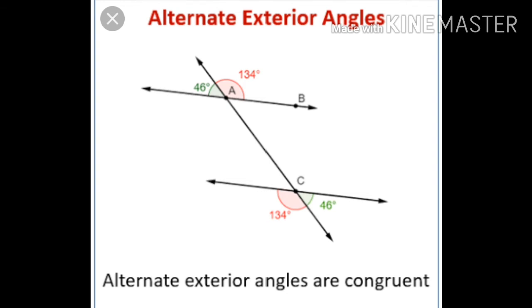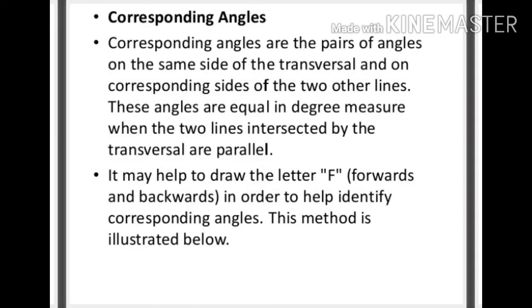Now let's see alternate exterior angles, children. Exterior here means outside the lines. Outside the lines you can see that in green there are opposite 46 degree angles outside, and 134 degree angles in red. These pairs are called alternate exterior angles. It can be in the case of parallel as well as non-parallel lines.